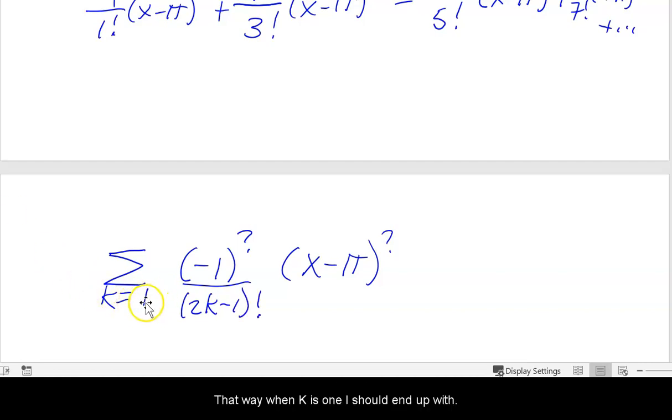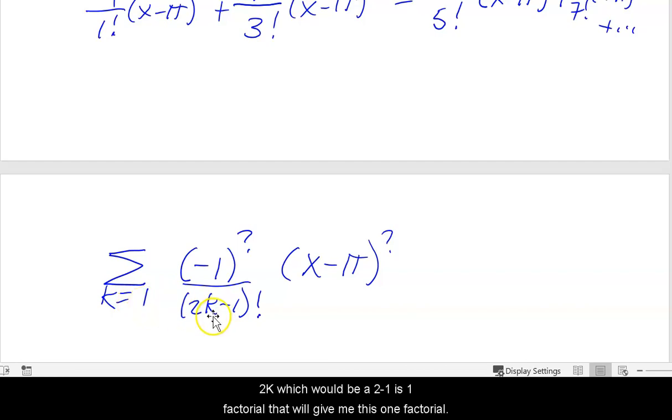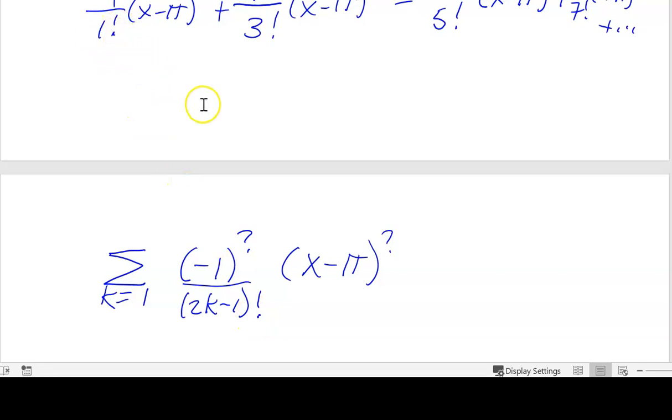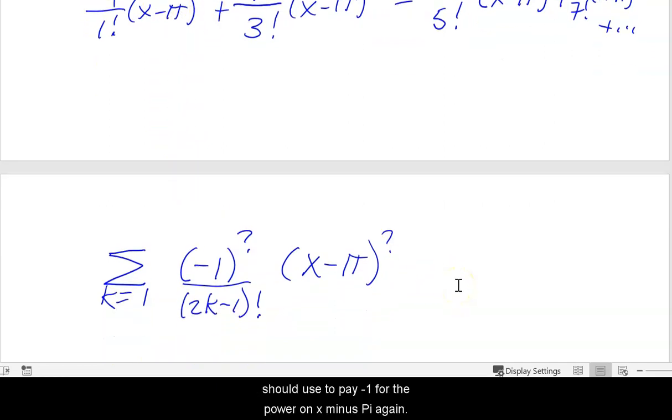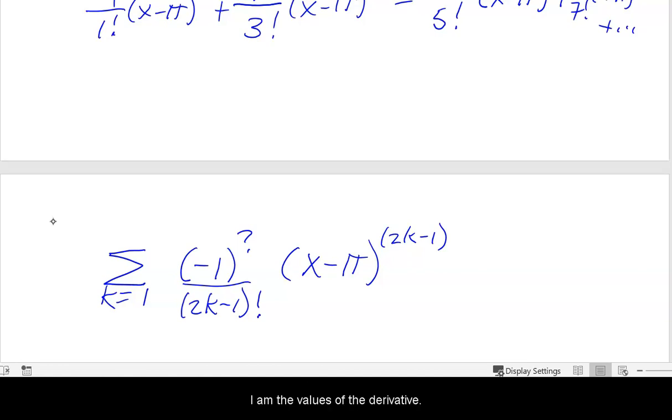That way, when k is 1, I should end up with 2k, which would be a 2, minus 1 is 1 factorial. That would give me this 1 factorial. The power on the x minus pi should match that. So I think that I should use 2k minus 1 for the power on x minus pi again. This shouldn't be a surprise, since the only real difference between this example and the previous one is where the center is and the values of the derivatives.